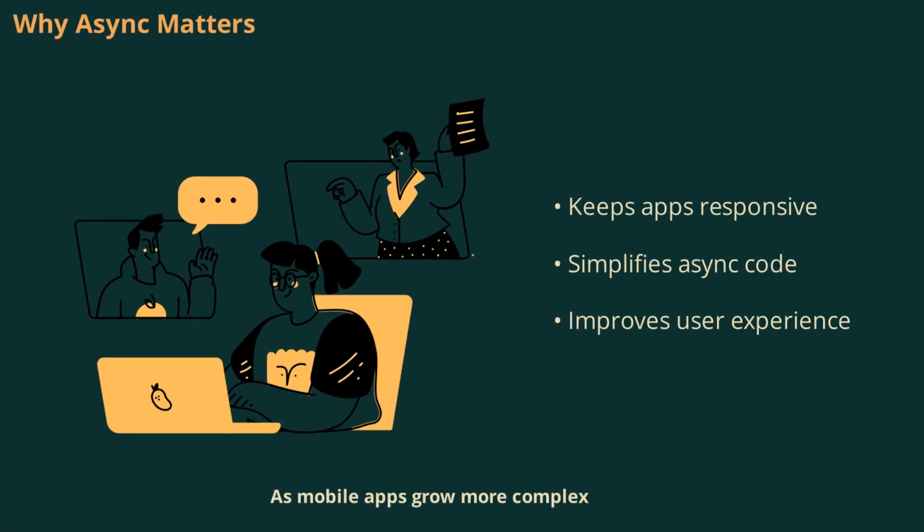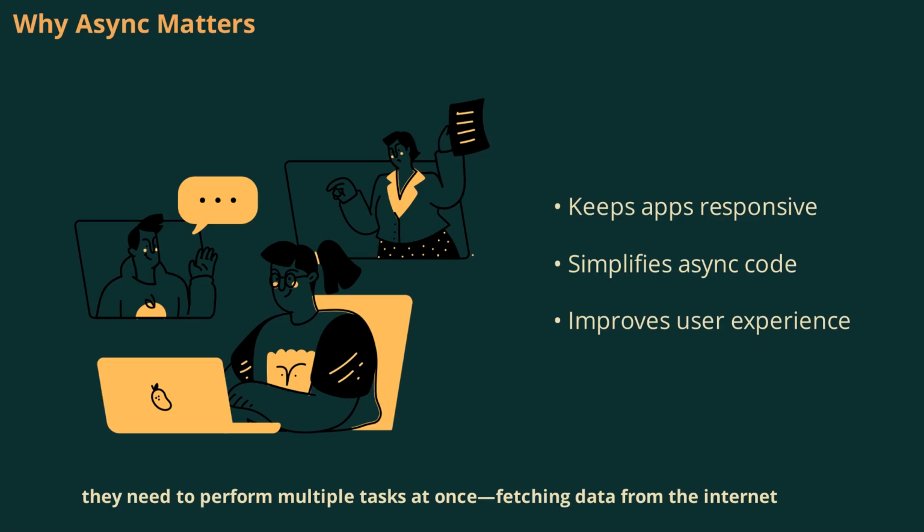As mobile apps grow more complex, they need to perform multiple tasks at once, fetching data from the internet, saving user preferences, and updating the interface, all without making the app feel slow or unresponsive. Traditional approaches to asynchronous programming can lead to tangled, hard-to-read code. Kotlin Coroutines address this by allowing you to write code that looks sequential but runs asynchronously under the hood. This means you can keep your code clean and logical, while still taking full advantage of modern hardware and software capabilities. Understanding why async matters is the first step toward mastering coroutines.